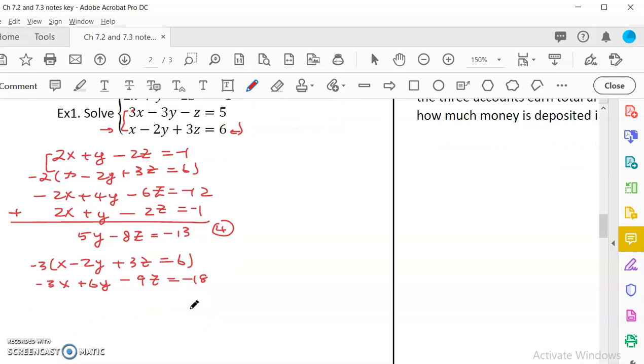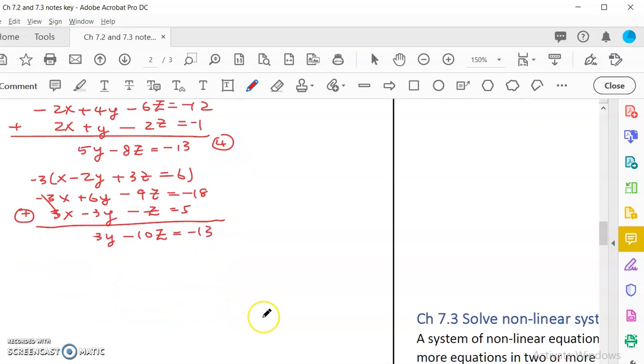And then I'm going to add it to the 3x minus 3y minus z equal to 5. So add them. My goal is to get rid of x, right? So I have 3y left over minus 10z is equal to negative 13 again. So I have two equations. This is my equation 5. Consolidate them. Okay, this one and this one.